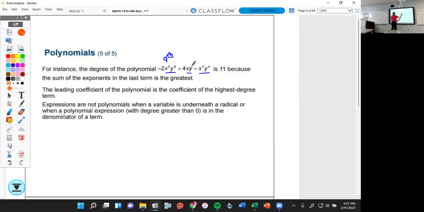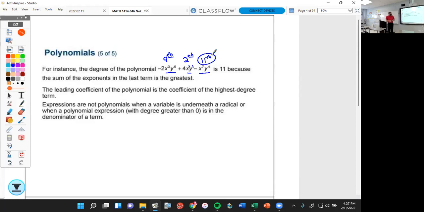4xy. Now, folks, you don't see an exponent there, but there is one there. The x has an exponent of 1 on it, and the y also has an exponent of 1 on it. So the sum of those exponents is 2. So that second term is actually 2nd degree. And then the third term, x to the 7th, y to the 4th, 7 plus 4 is 11. So that last term is 11th degree. So because 11 is the highest of the 3, this would be an 11th degree polynomial. Even though it's the last term, it is the highest degree.